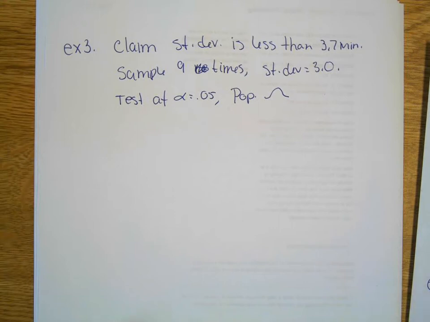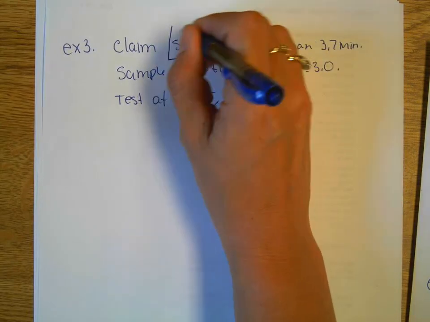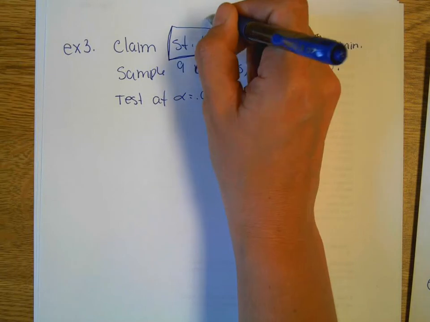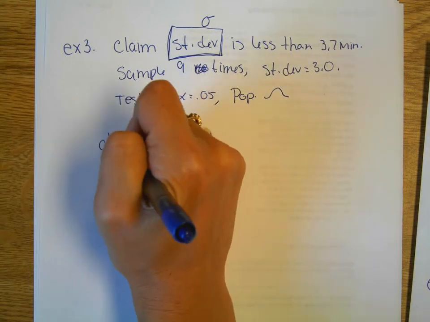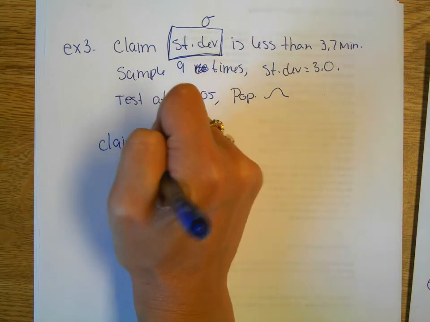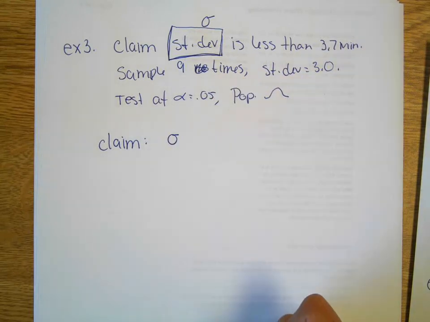So again, it's all about what the claim is, what variable we're working with. And this time, we're claiming something about a standard deviation. So it's sigma. So your claim will have a sigma in it. That's going to tell you to come to this section on your note card and to use the chi's, not the z's, not the t's. There's 3 things to remember.